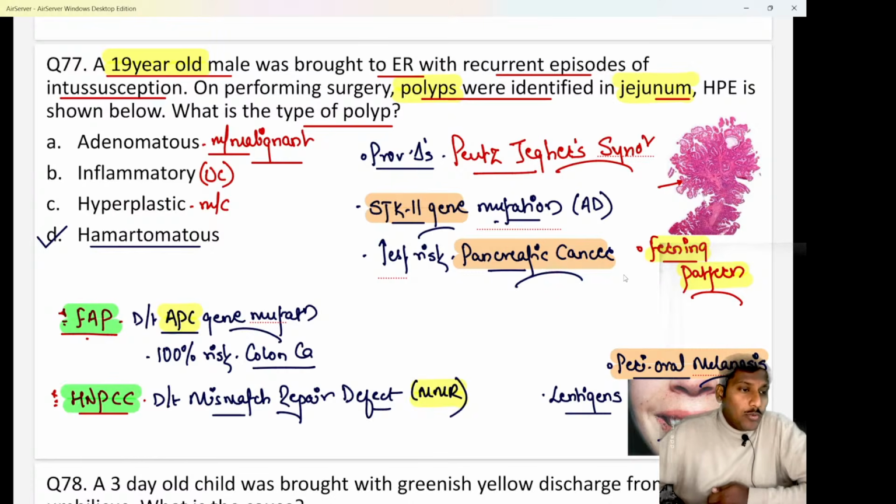Okay, so Cowden syndrome increases the risk of BET cancers: B for breast cancer, E for endometrial cancer, and T for thyroid cancer. So breast cancer, endometrial cancer, and thyroid cancer risk increases with Cowden syndrome or due to PTEN gene mutation. Do remember that point? Recent NEET PG it was.